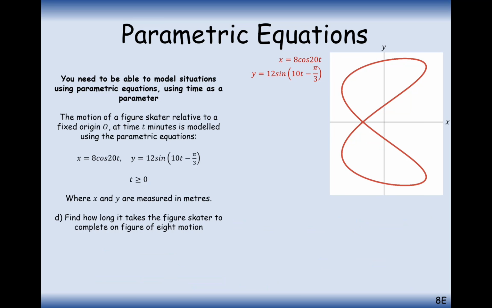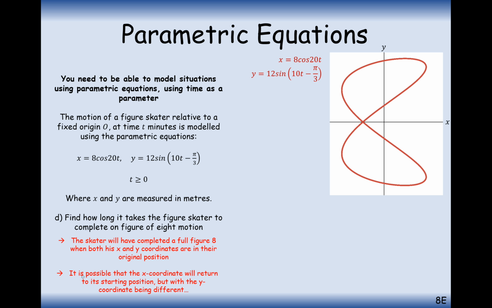Okay, next question then, part D. Find how long it takes the figure skater to complete one figure 8 motion. So the skater will have completed a full figure of 8 when both his or her x and y coordinates are in the original position. It is possible that the x coordinate will return to its starting position, but the y coordinate being different.